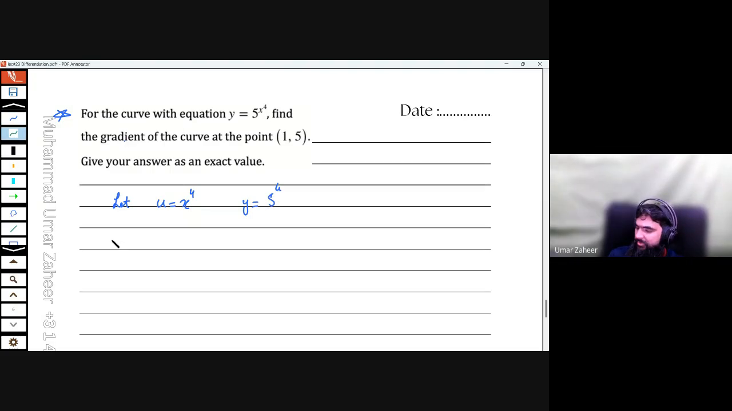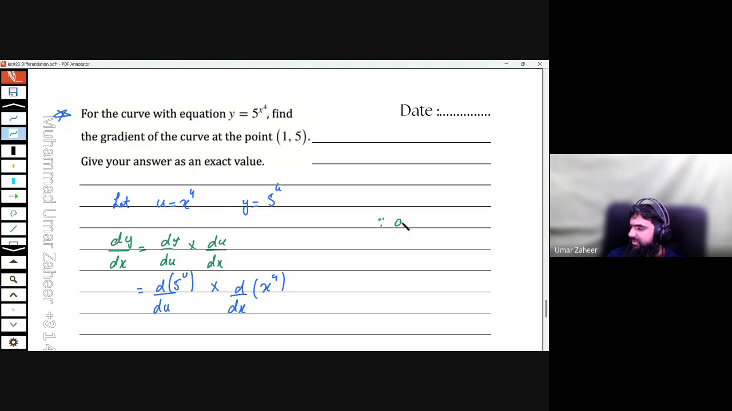So the chain rule will be: we are differentiating y with respect to x, so it is dy over du, because y is a function of u, times du over dx, because u is a function of x. Now let's see how to substitute the values. It is 5 power u multiplied by the derivative of x power 4. You have to recall the formula.